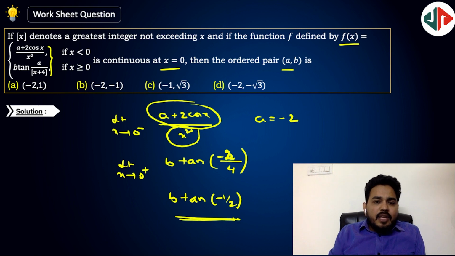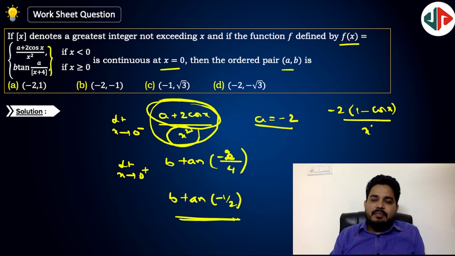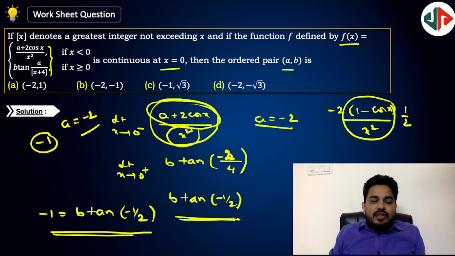But here what happened? You need to check it out. What is this limit value now? So this is equal to, when a is equal to minus 2, take minus 2 out. So 1 minus cos x by x square. So this value is equal to, you know, 1 by 2. So the left limit is minus 1 and a is equal to minus 2. So minus 1 is equal to b tan of minus 1 by 2. Actually, it is leading to nowhere.